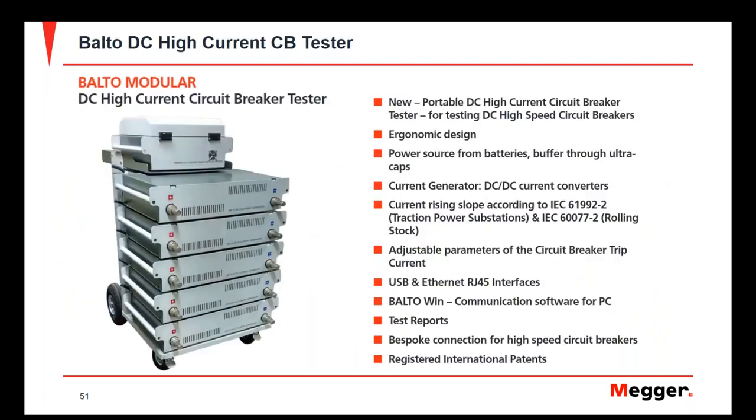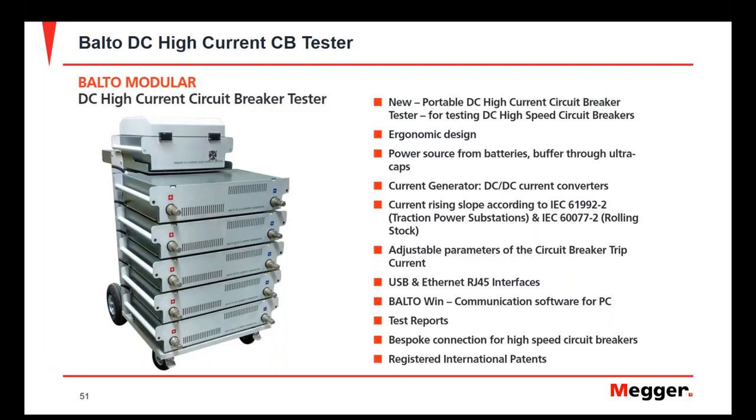And last, we're going to talk about the Baker DC high current circuit breaker tester. Now, this test set is a test set that you're going to charge before you go out in the field. It operates by battery power and it's assisted by ultra capacitors. And what it's going to do is allow you to have that high current DC output for testing those DC high current circuit breakers.